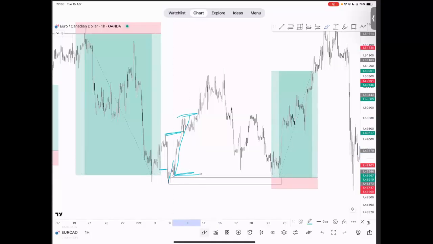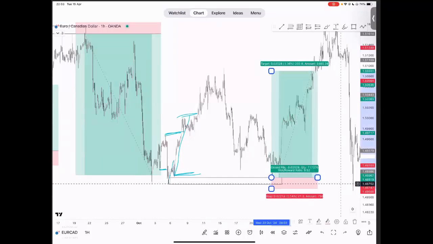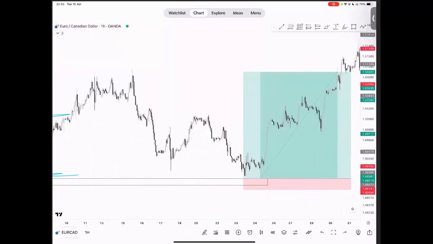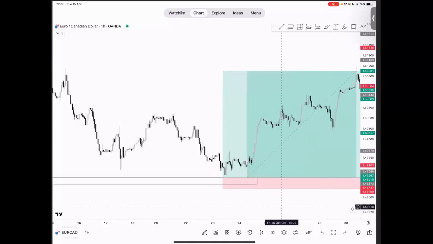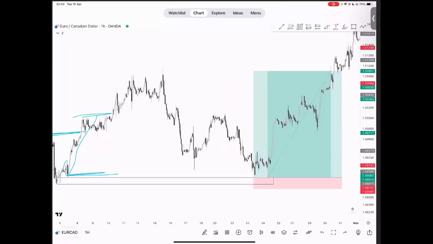And then here you have your type B entry model. And you can see that when price mitigated the type B entry model, what does it do? It continues to the upside. In cases just like this, if you're looking for candlestick confirmation, you can see that price created the hammer confirmation or mitigation to show you that okay, this is a valid zone to buy from.